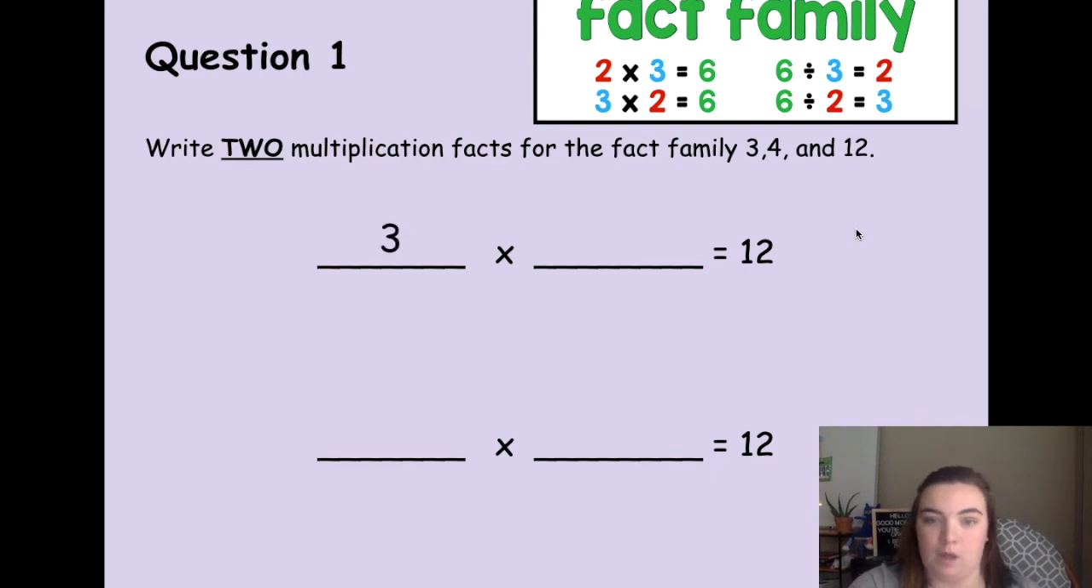3 times what? The only other option is 4, and then we can use our other way to do this, which is 4 times 3. So if you check your work and you've got that right, you're good to go.